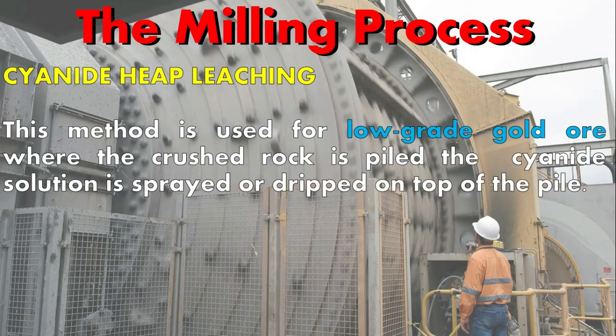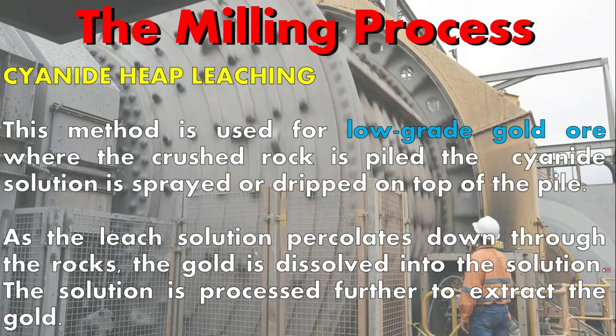So this method is used for low-grade gold ore, where the crushed rock is piled or placed on a leach pile where cyanide solution is sprayed or dripped on top of the pile. So as the leach solution percolates down through the rocks, the gold is dissolved into the solution. Then the solution is processed further to extract the gold.